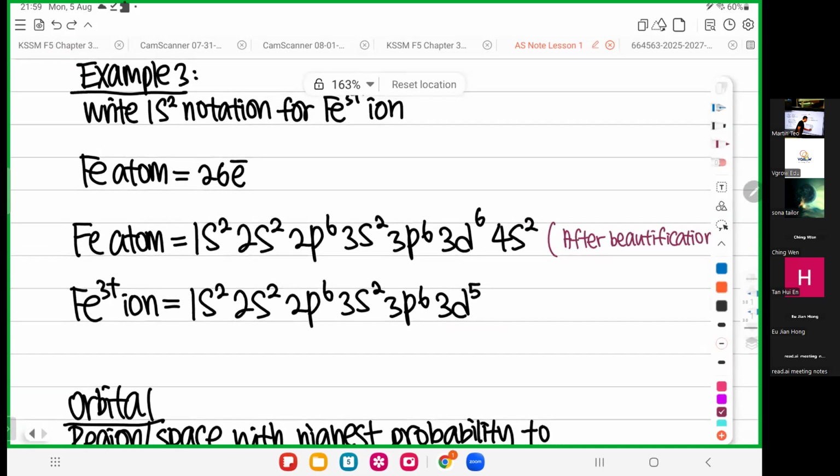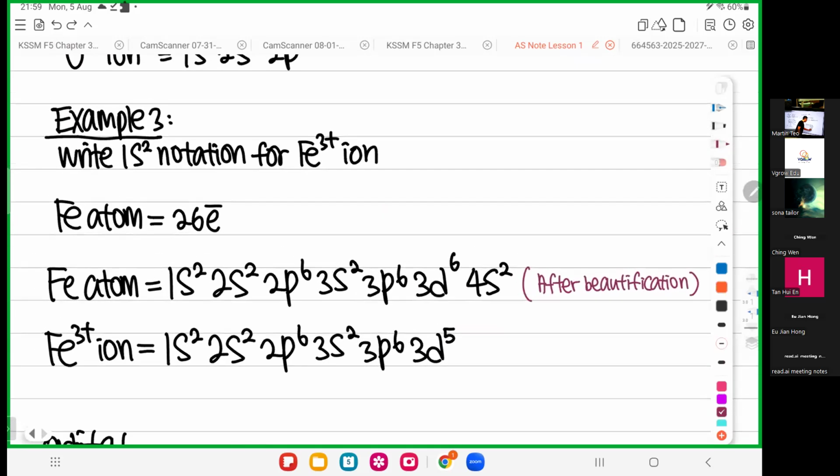Okay, let me know in the chat box. Are you okay with this? Are you okay with the concept that you only throw or receive electron after beautification? Are you guys okay with that?